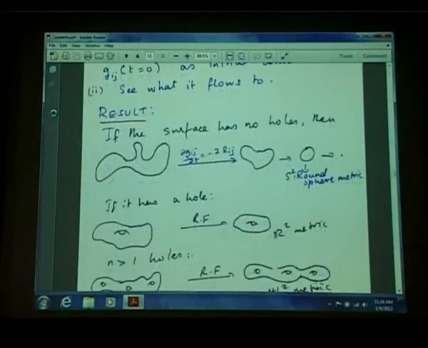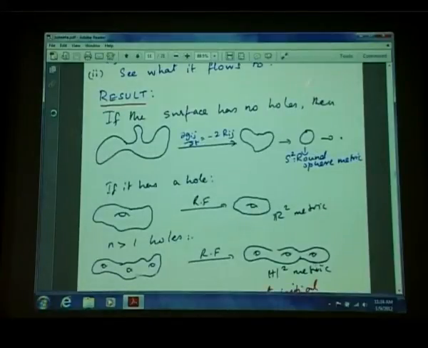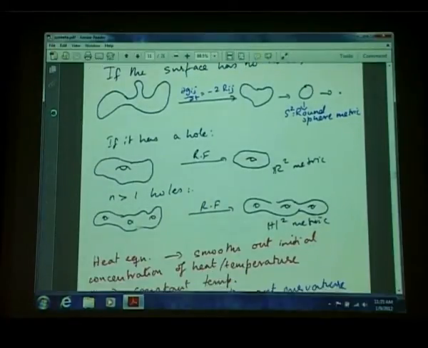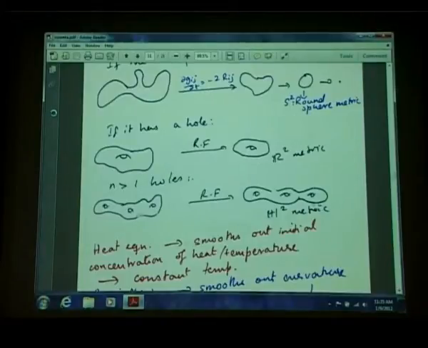Now the result is in 2 dimensions really nice. If my surface has no holes, then whatever be the initial condition on the surface, whatever be that Riemannian metric, this flow smooths it out. Okay? Smooths it out so that it finally flows to the round sphere metric. And then of course this flow leads to a singularity in the sense that the round sphere shrinks to a point, but that's not a problem because we already know that this surface with no holes admits the round sphere metric. Okay. So similarly, if it has a hole, you can show that it flows to the torus, to the flat metric, and if it has more than one hole, it flows to the hyperbolic metric.